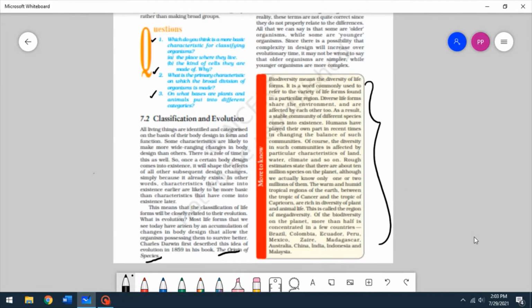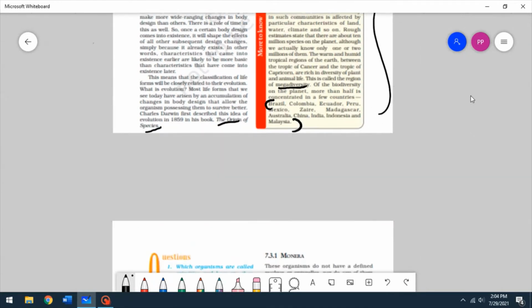So there is this concept here that can be tested, that is biodiversity. All right, biodiversity can be tested in your exams, and so try to be familiar. It's good to be familiar with this. And there's also these places that were tested. Mega diversity is also an important concept. When I was doing class 9 NCERT, when I was preparing for NTSE, we had a question that asked us to list some of these countries. So it's good to have them on your fingertips.